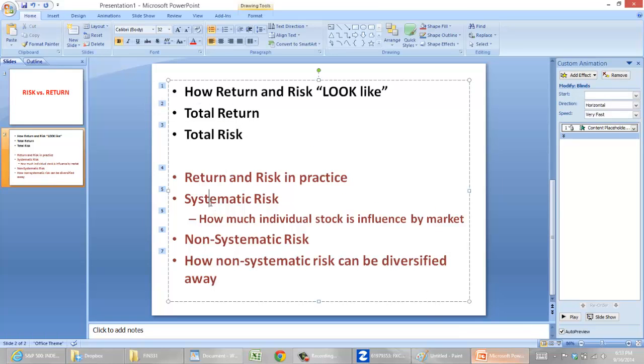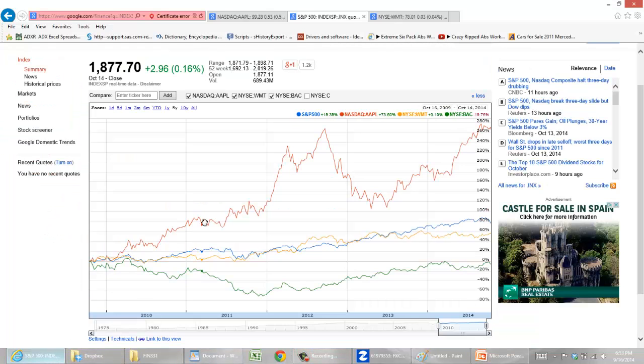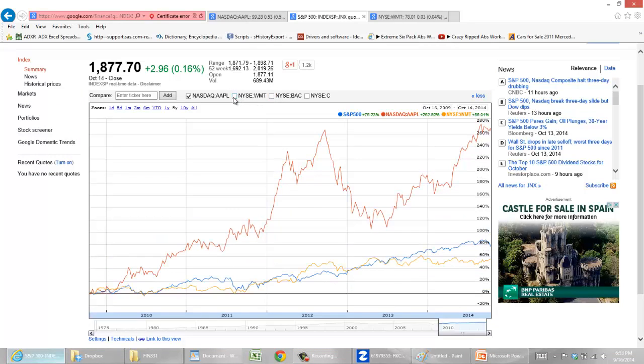So, the practice of systematic risk and non-systematic risk. Let me show you. Let me take off a few of them. Okay, now the total risk is the total volatility of a given stock. Now in finance, people divide the risk into two components. One is systematic and the other is non-systematic. Now what does this mean?